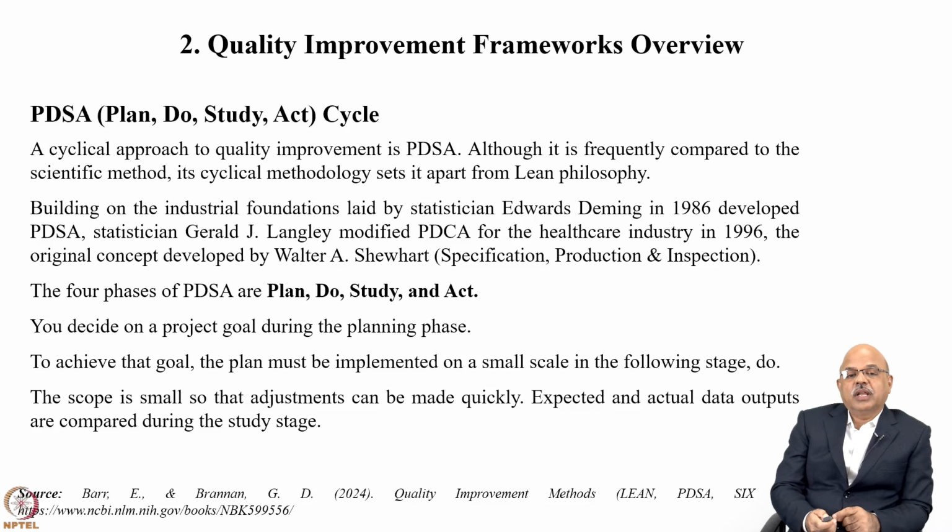So there is an expectation that there can be a cycle of PDSA, and you can take a following stage for that. The scope is small, so adjustments can be made quickly. The reason is that there can be frequent study and act stages. Expected and actual data outputs are compared during the study stage, so there is a close connection with the actual data and a comparison with the data in the study.